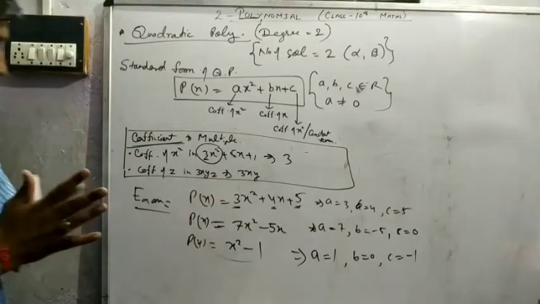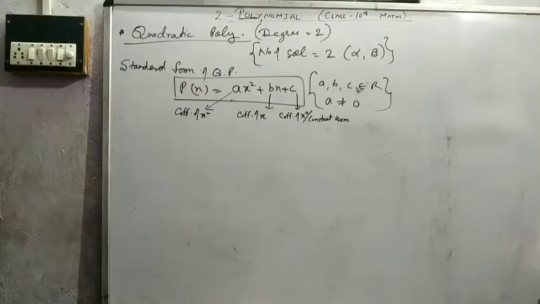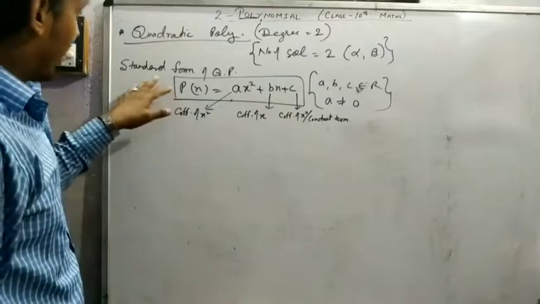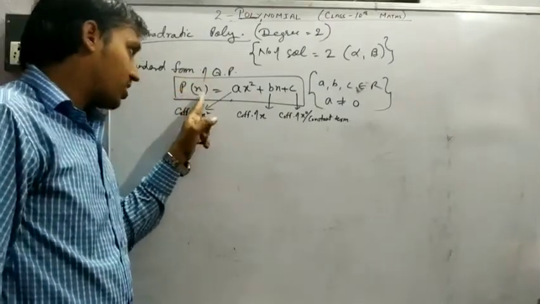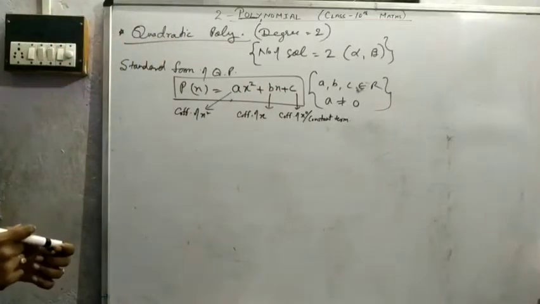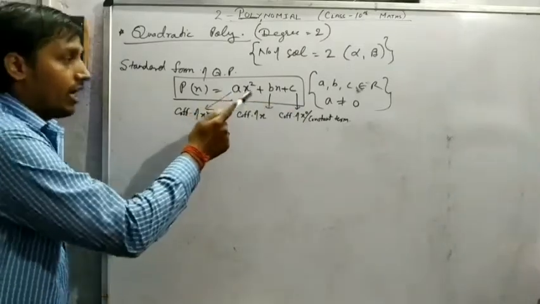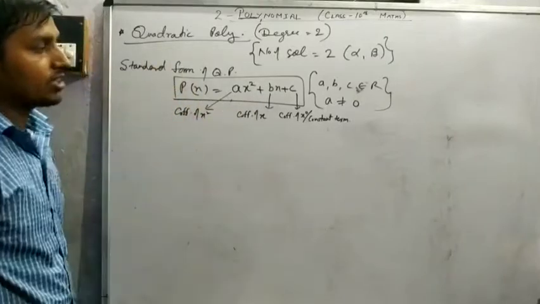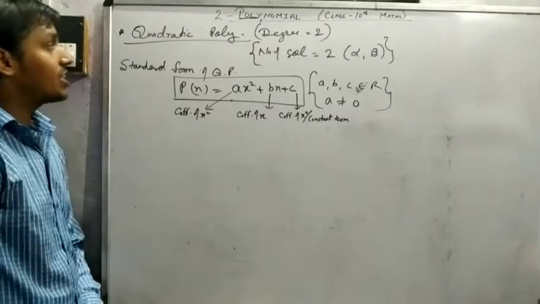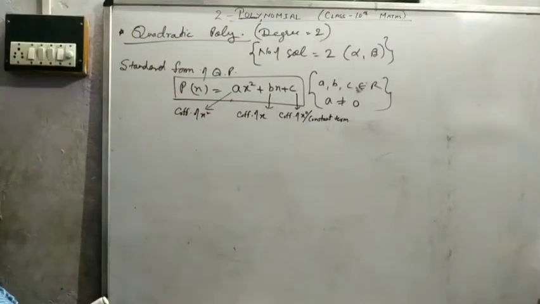So here is another topic. The standard form of the quadratic polynomial p of x is equal to ax square plus bx plus c, where a, b, c are real numbers, but a can't equal 0. Why? You know that a is the coefficient of x square, b is the coefficient of x, and c is the constant term or the coefficient of x to the power 0. We always write the polynomial in ascending or descending order on the basis of the power.